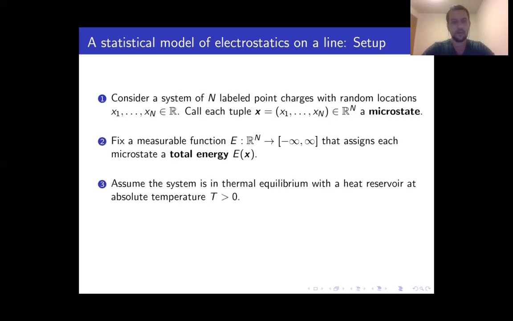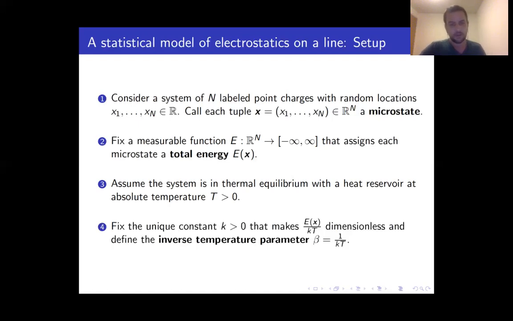We're also going to assume that the system is in thermal equilibrium with a heat reservoir at absolute temperature T greater than 0. Now this is a temperature that the system is sort of submerged in. The energy is allowed to change with x, but in doing so, it doesn't change the temperature around it. This is what the thermal equilibrium ensures, and it's really just something to make sure that our temperature is not depending on our energy.